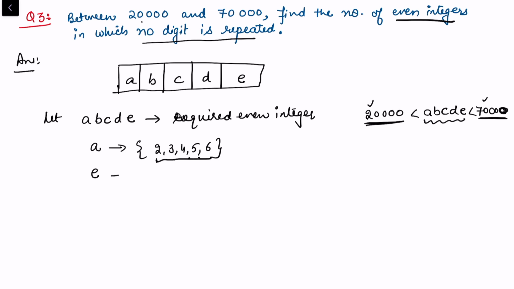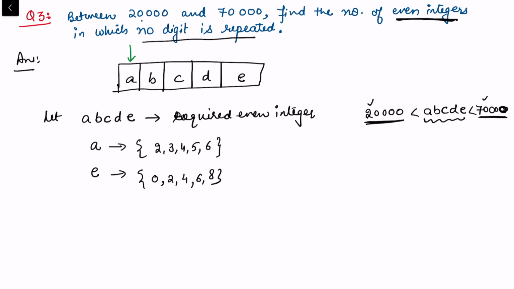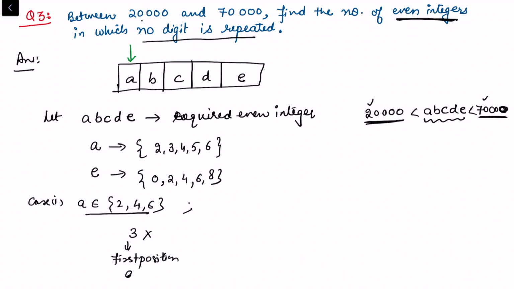Similarly for the last digit E, because we want an even number, the last digit can be 0, 2, 4, 6, 8. These are the only possible choices, so that the last digit ensures that this is an even number. Now to count the number of cases, we'll make the first case. Let's say A belongs to the even numbers 2, 4, 6. So there are 3 choices for the first position, the digit A.